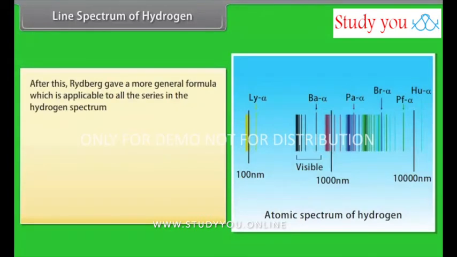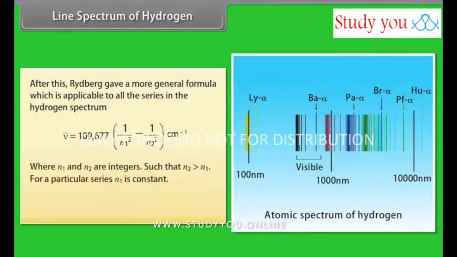After this, Rydberg gave a more general formula which is applicable to all the series in the hydrogen spectrum. Wave number is equal to 109677 into (1 by n1 square minus 1 by n2 square) per centimeter, where n1 and n2 are integers such that n2 is greater than n1. For a particular series, n1 is constant. The value 109677 per centimeter is called Rydberg constant for hydrogen.